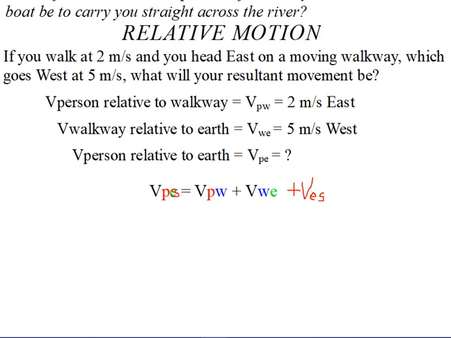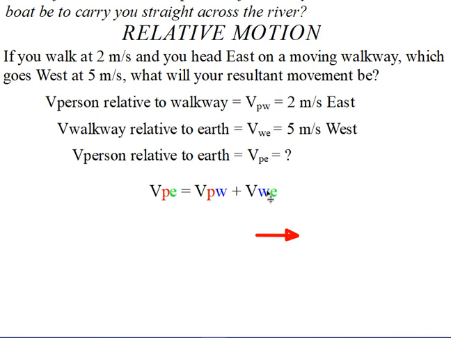Okay. Get rid of that. Okay. So, this is the gimmick, but it is so valuable. And then you just do what this sentence says. You take this vector, P to W. That's 2 to the east. And you draw that vector.